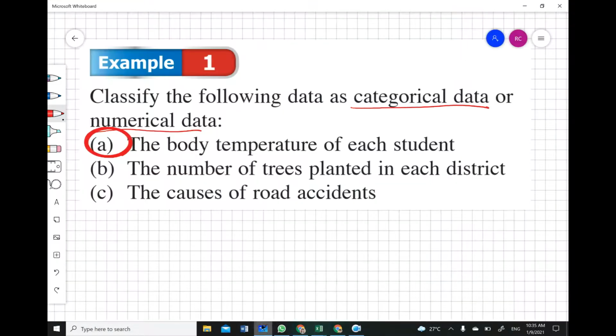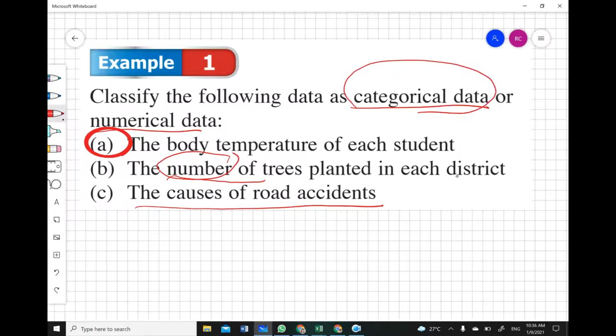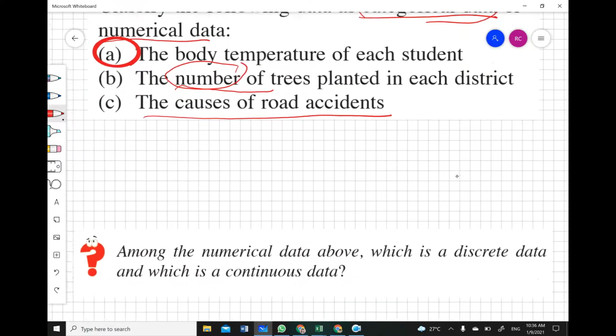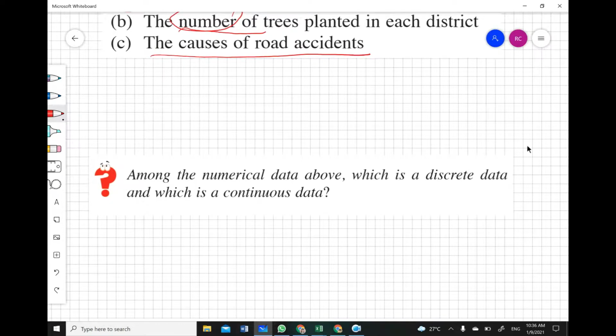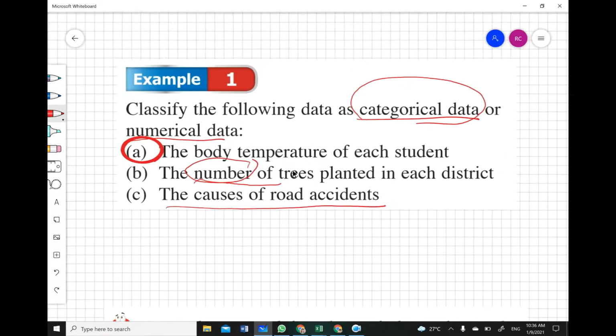And then let us look at the second question here. The number of trees planted in each district. See carefully, the number of trees. Yes, very good. Numerical, because it's already referring to the number. Lastly, the causes of road accidents. What is this data? Causes of accident. Categorical. Yes, it is under categorical data. Okay, so you understand how to categorize already. Now we look at the next one here. Among the numerical data above, which is discrete data and which is continuous data. So we refer to the numerical data just now.